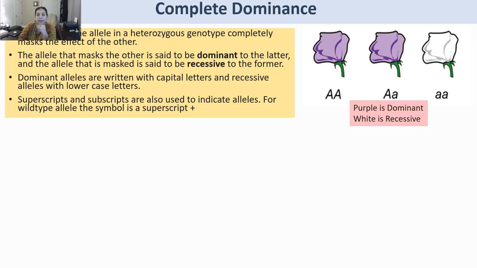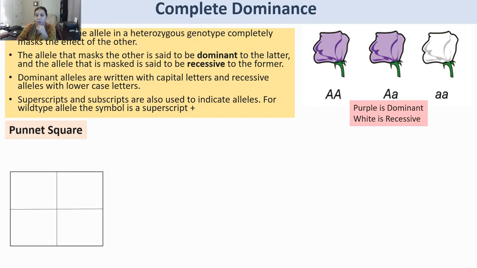So here in this example, purple is dominant, white is recessive, and we know that because you have purple flowers that are homozygous and white flowers that are homozygous, but when you have a heterozygous individual, you get a purple flower. And that's how you would know which one is dominant. We can calculate the incidence of each one and the probability that any one of these will appear in a given cross using what we call Punnett squares.